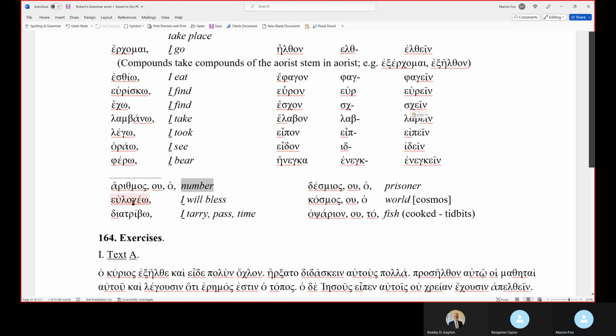And eulogeo, and our English word eulogy comes from this. The U prefix is good, and this is basically probably derived from the basic root from Lego, but logeo, like logos, from the same basic idea of saying something good. I will bless. The atribo, and that's the terrier pastime, right?